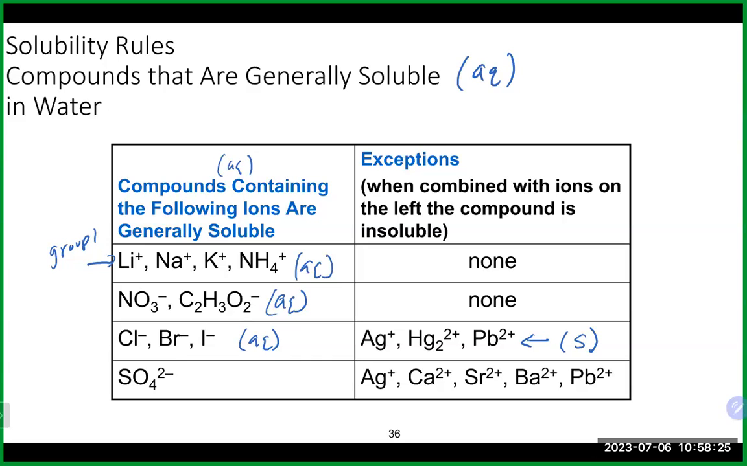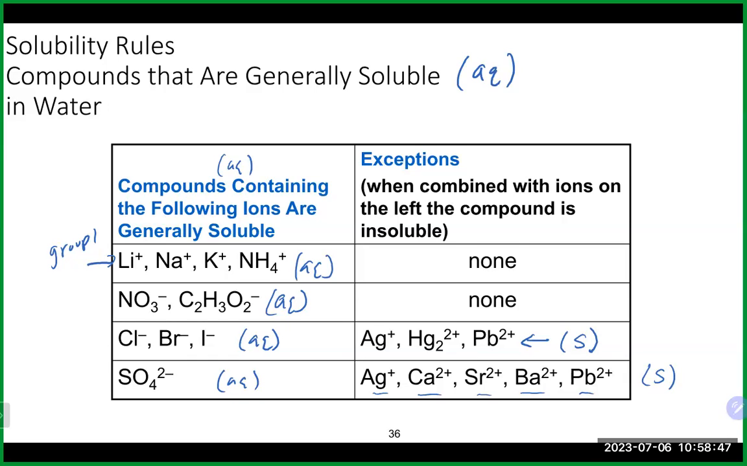Sulfate is also pretty much soluble in everything, except for silver, calcium, strontium, barium, and lead 2. So if you have any of those with sulfate, it goes the opposite way and they would be insoluble, which would get the solid symbol. Any questions on the solubility rule there?